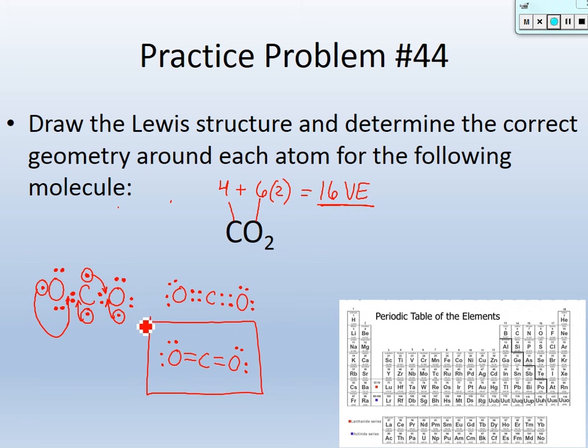How can we be sure? Let's count the valence. 2, 4, 6, 8, 10, 12, 14, 16. Is carbon obeying the octet rule? 2, 4, 6, 8. Is oxygen? 2, 4, 6, 8. Everything's good.